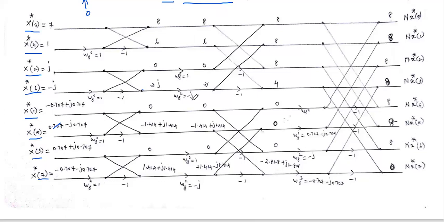Then the 2j multiplied with minus j. So j into j, you know, is j squared. What is the value of j squared? It's minus 1. So minus of minus is plus. So 2 is appearing here.